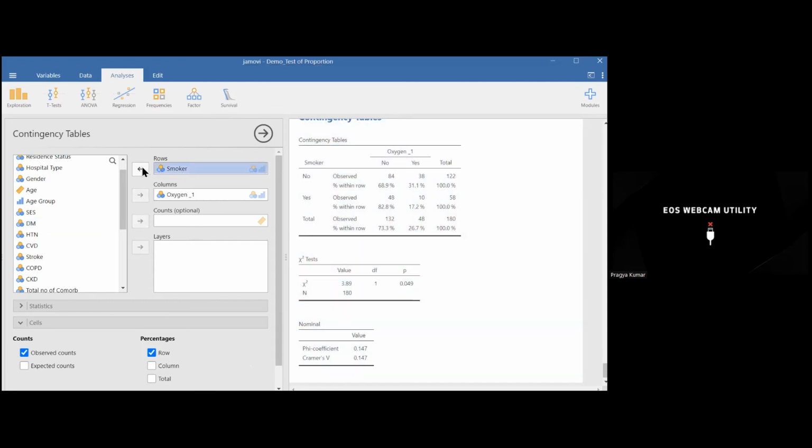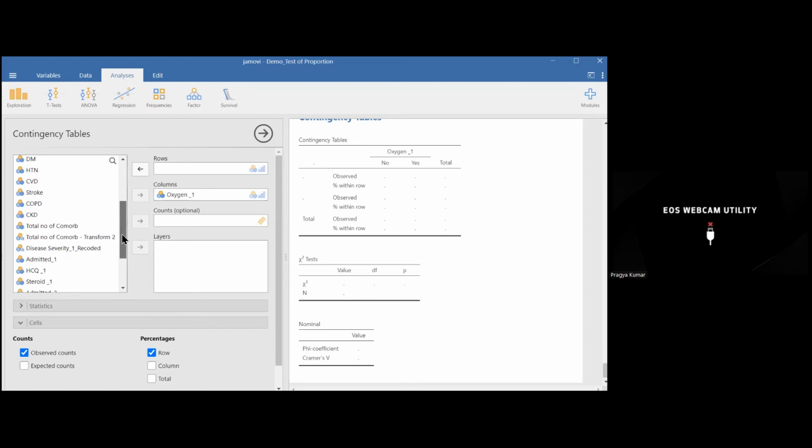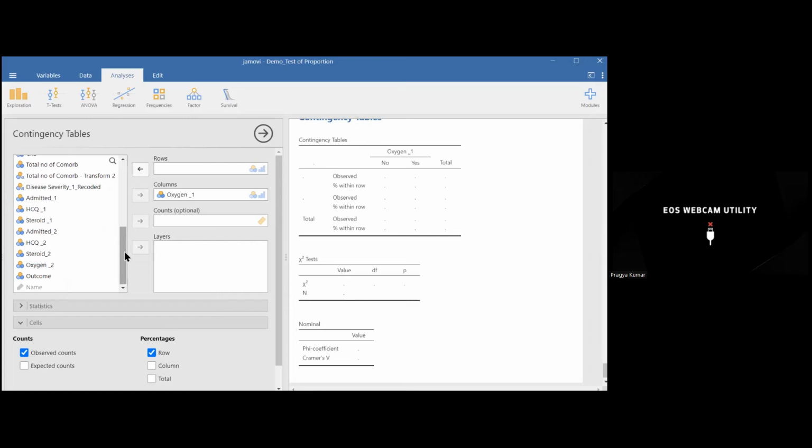So now coming to the third research question. The third research question was, I have to check according to the age group. So maybe age category, I may enter here as outcome. So total number of, so this is age group.